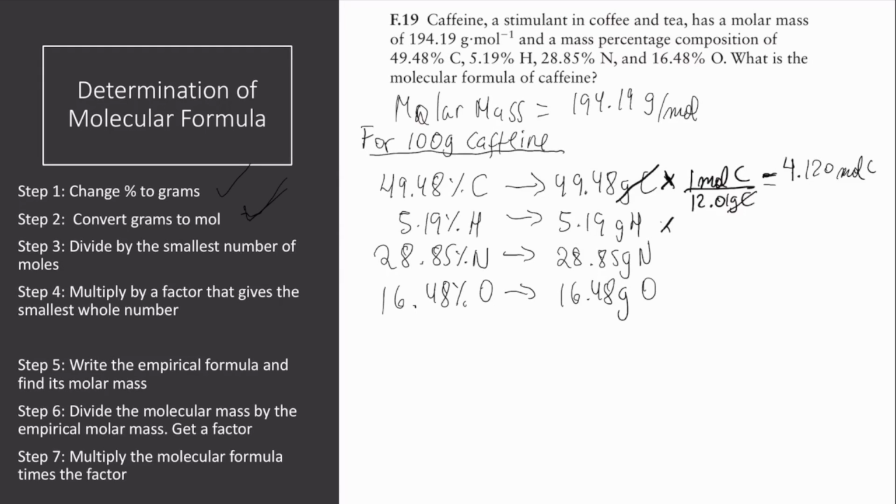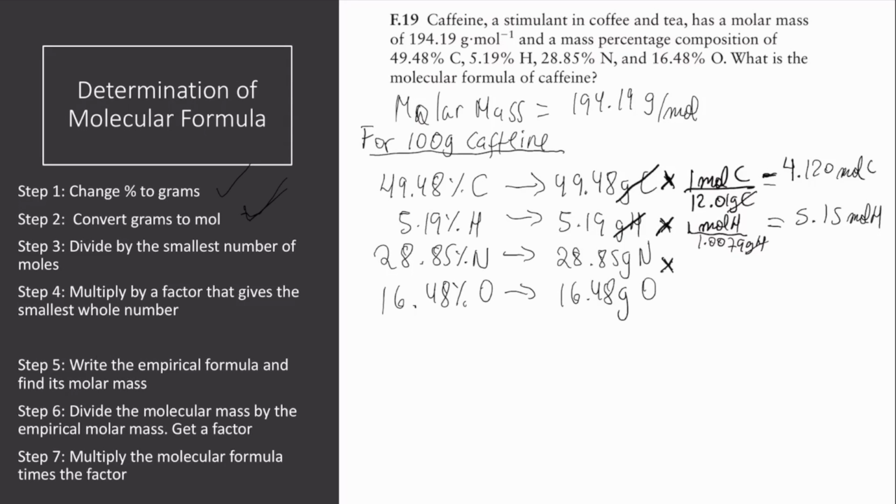For the case of hydrogen, for every 1 mole of hydrogen, we get 1.0079 grams of hydrogen. The units of grams of hydrogen cancel, and we're left with units of moles of hydrogen. This gives us 5.15 moles of hydrogen.